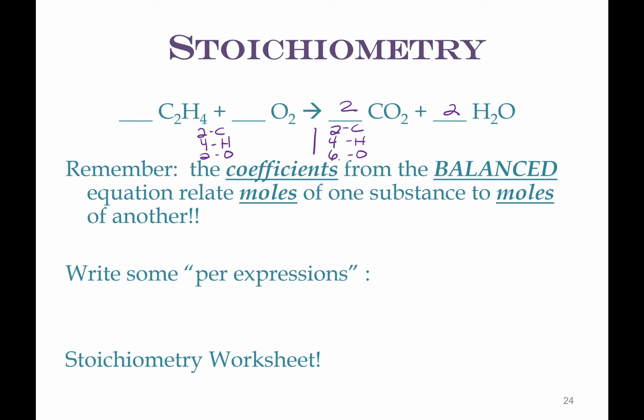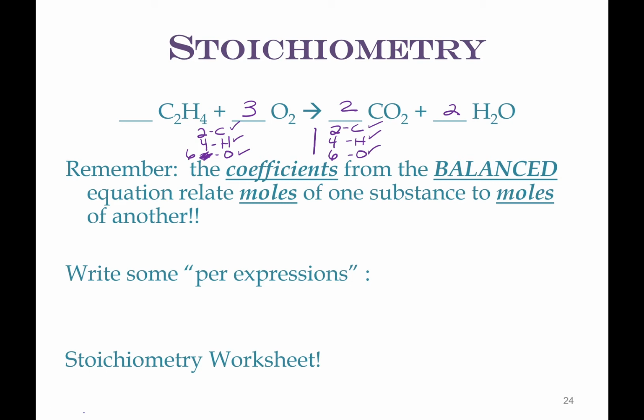So if I go over to the left, I have 2 oxygen, and on the right, I have 6. So I need 3 of these because that will make this into 6. Just to double check, I have 2 carbons, 4 hydrogens, and 6 oxygens on the left. I have 2 carbons, 2 times 2 is 4 hydrogen, and 2 times 2 is 4, plus 2 is 6. So this is balanced.